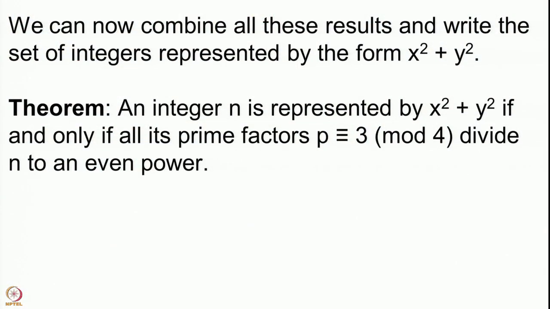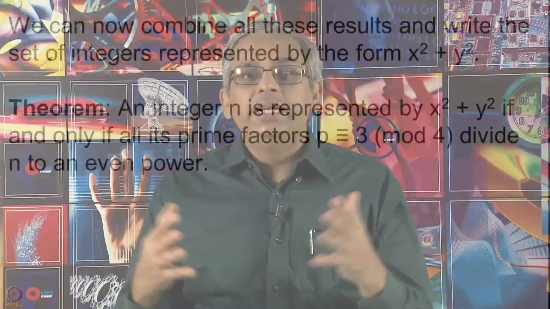So, we can now combine all these results and write this set of integers represented by the form x square plus y square in the following result. An integer n is represented by x square plus y square if and only if all its prime factors p congruent to 3 mod 4 divide n to an even power. The only condition is on the factors of n which are congruent to 3 mod 4, that these prime factors should come with an even power. This is the only condition.